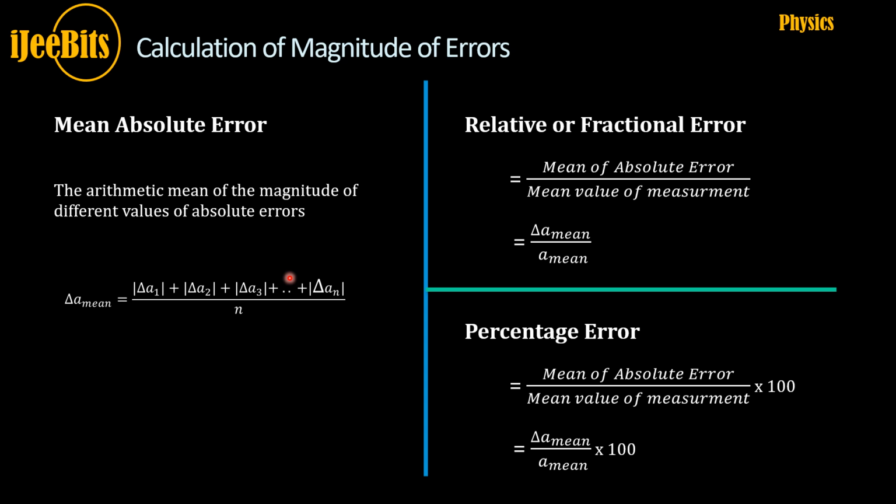Now the question here is, what is meant by relative or fractional error? Since you know the mean of absolute error, what you have to do is divide the mean of absolute error by the mean value of measurement. That is what you determine when you are calculating the relative error. Relative error means delta A mean by A mean. Percentage of error is the same thing: relative error multiplied by 100 is what you get as percentage of error. Alright, you know the concepts of mean, absolute error, mean absolute error, relative or fractional error, and percentage of error.